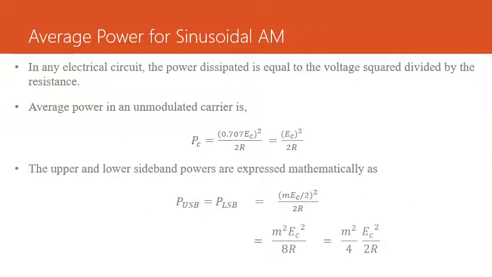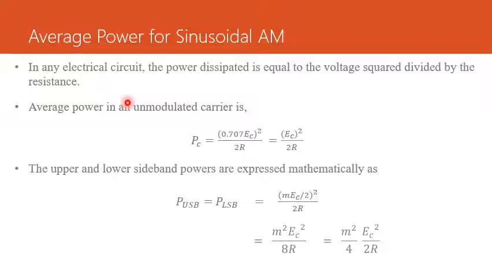In this slide we want to derive the expression for average power for the sinusoidal AM. In the previous slide we derived the expression for a conventional AM signal which contains three signal components: carrier, upper sideband and lower sideband. All these three components are responsible for the average power. In any electrical circuit, the power dissipated is the voltage squared divided by the resistance, P equals V squared by R.